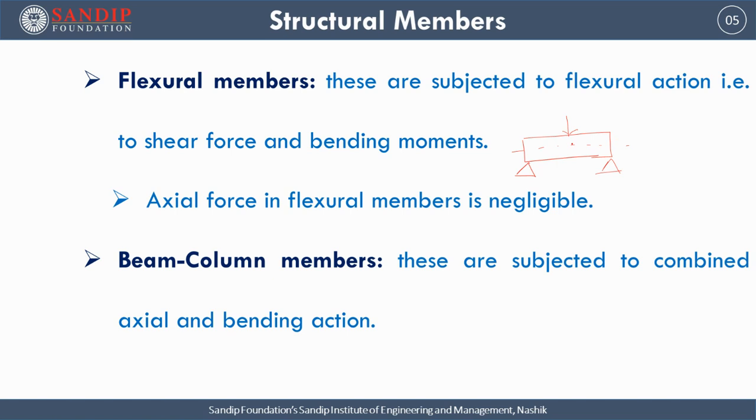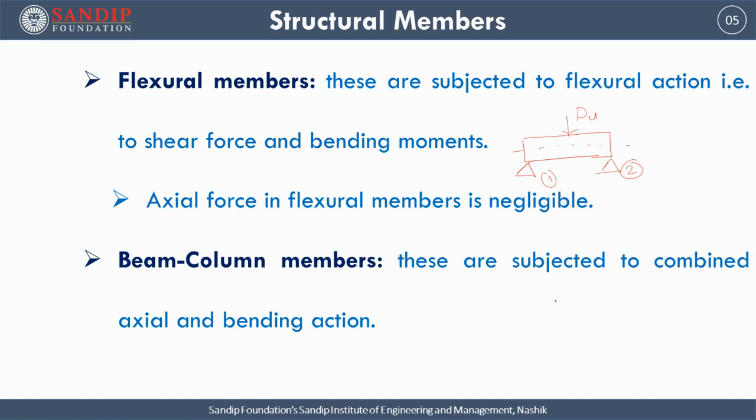Now in this case, whatever load is acting on this beam will be transferred to the supports, this is the first support and this is the second support, through shear force and bending moment. Such a member is termed as flexural member. In the case of a flexural member, whatever axial forces are developed are always negligible.